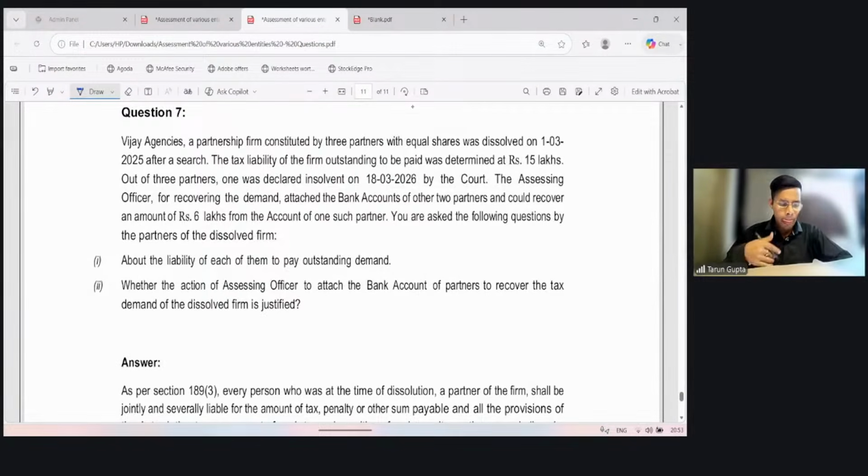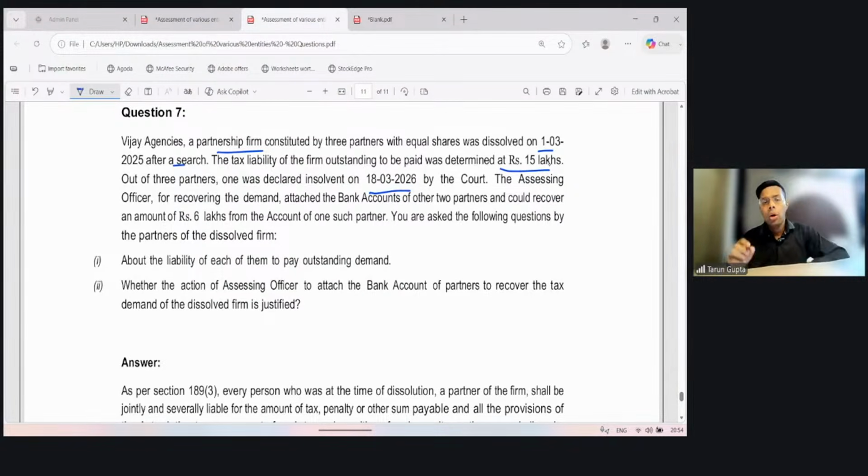Now, last question. Vijay Agency, a partnership firm constituted by 3 partners with equal share, was dissolved on 1st March 2025. After such dissolution, the tax liability of the firm outstanding to be paid was determined at rupees 15 lakh. So there is a tax liability in the hands of the firm of 15 lakh, which is still payable. Out of the 3 partners, one was declared insolvent on 18 March 26.